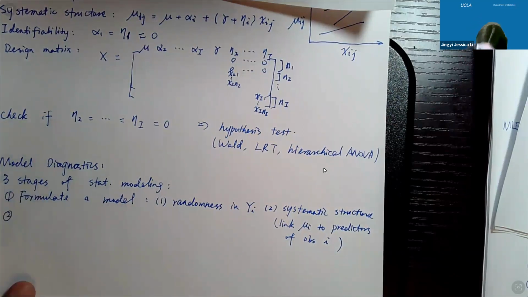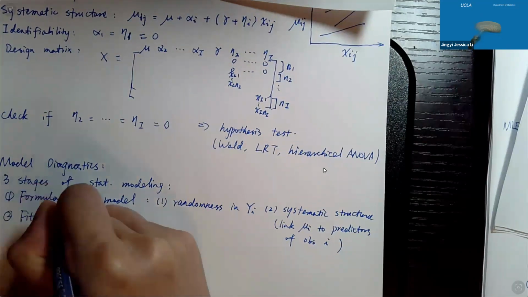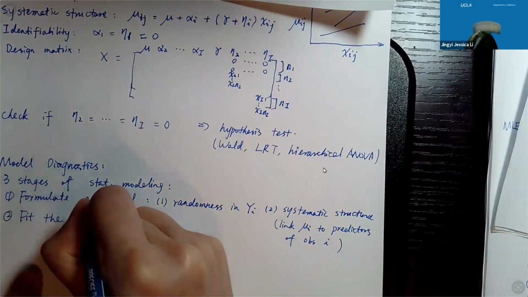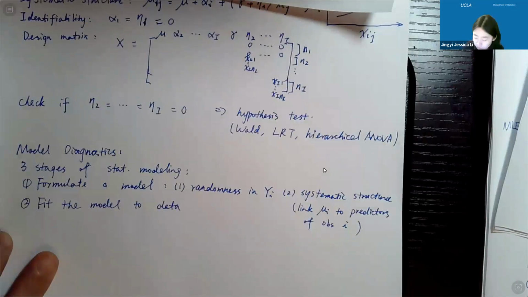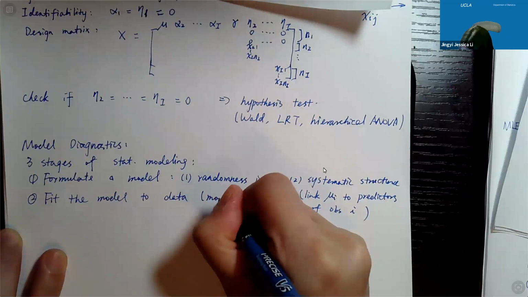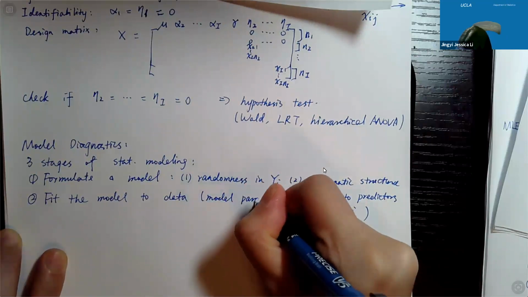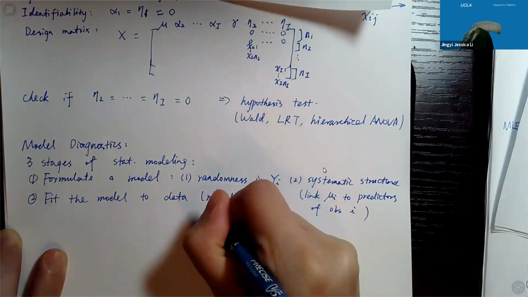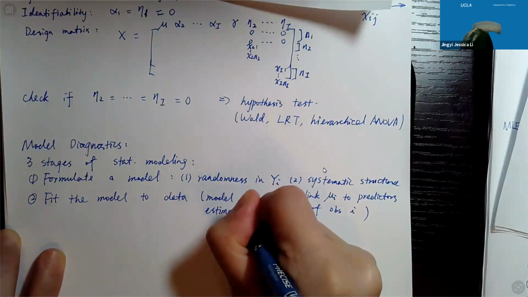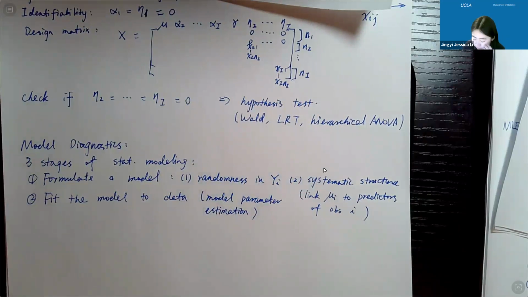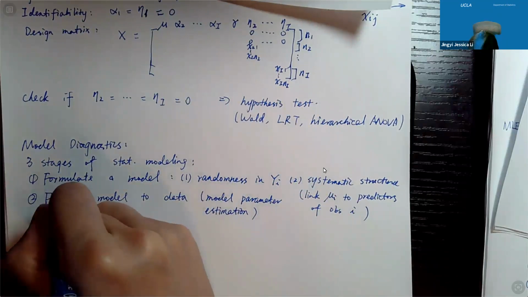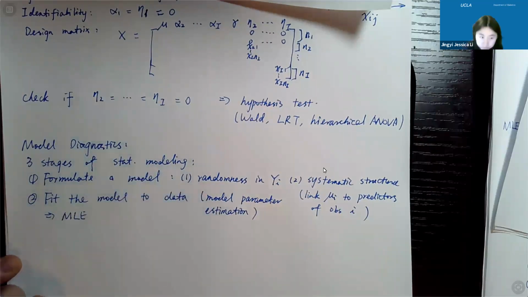And the second part is to fit the model to data. So this is also what we call model parameter estimation. And in this class, the parameter estimation or the fitting is done by MLE, maximum likelihood estimation. This is what we use for this class.